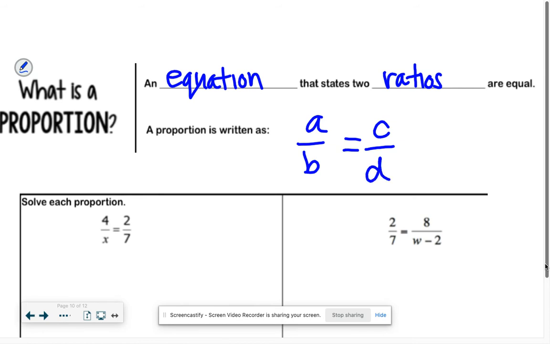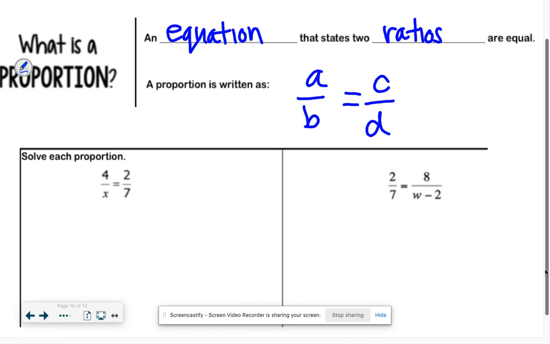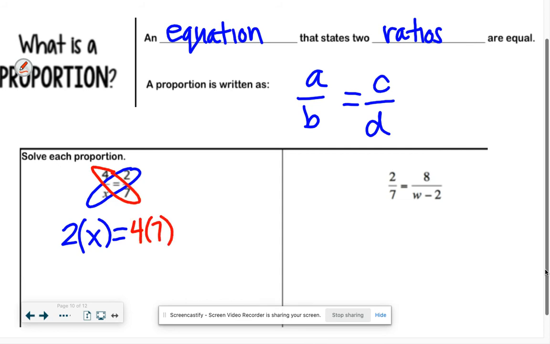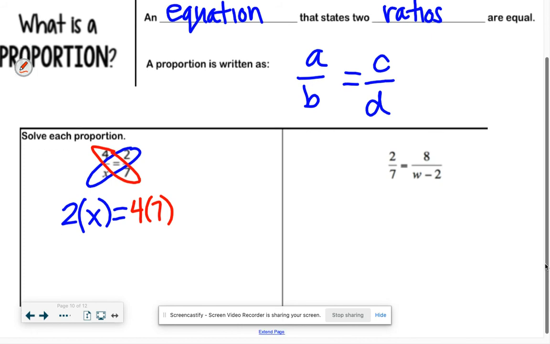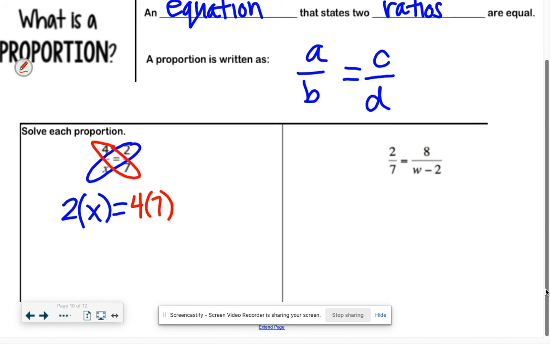You've never seen this? Once I show you, you'll remember. So it looks like this, and you cross multiply. 2 times x is equal to, then you cross multiply here, 2x equals 4 times 7, 28. Yep, and now we just simplify and solve.